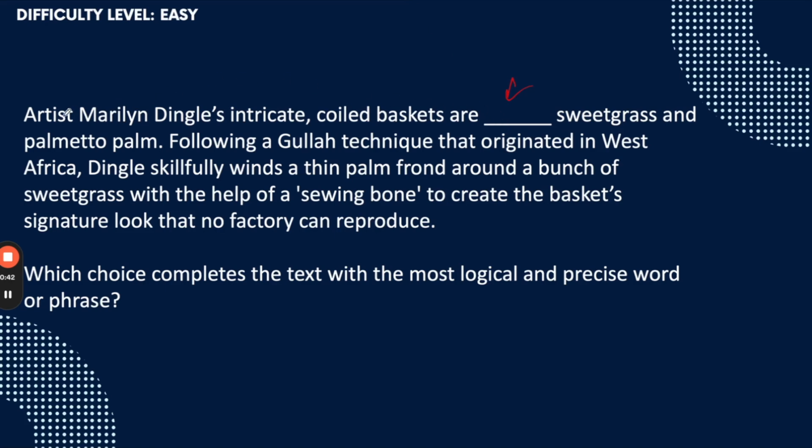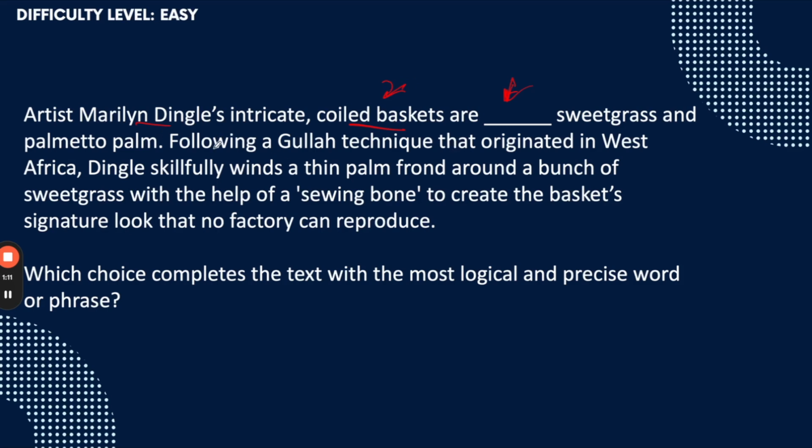So let's start reading. Artist MD's intricate coiled baskets are blank sweet grass and palmetto palm. So we are talking about this person's intricate coiled baskets being something, right? Now, whatever this word is, I still don't know exactly what I can use to fill this blank with. But one thing I know is that we are talking about these baskets, right?